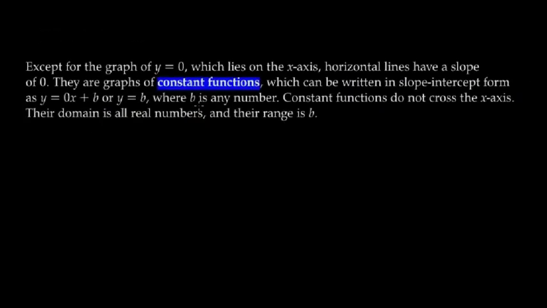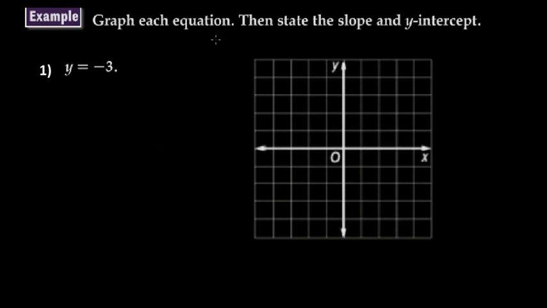For any function represented graphically by a line parallel to the x-axis that intersects the y-axis at any point, this function is called a constant function, because the coefficient of x is equal to 0 and the coefficient of y is not equal to 0. This equation is written in the form y = b. In this problem, we need to graph each equation and state the slope and y-intercept.